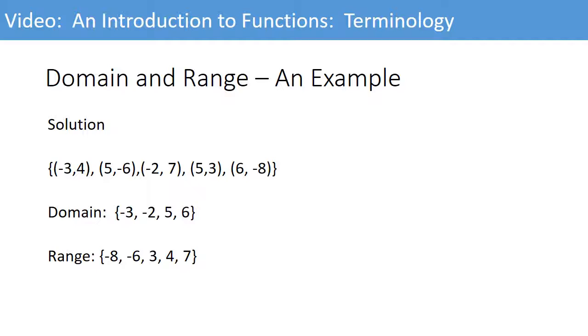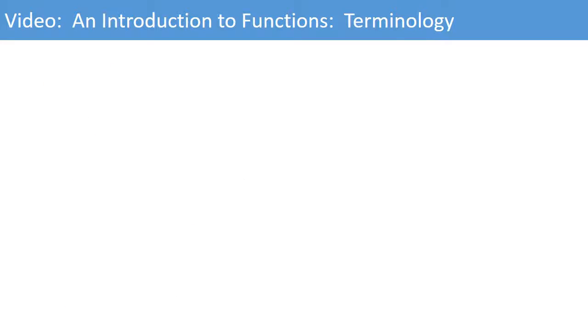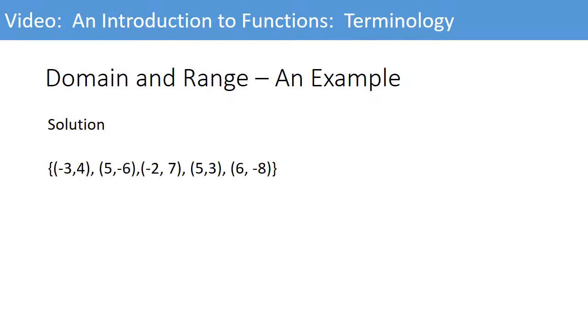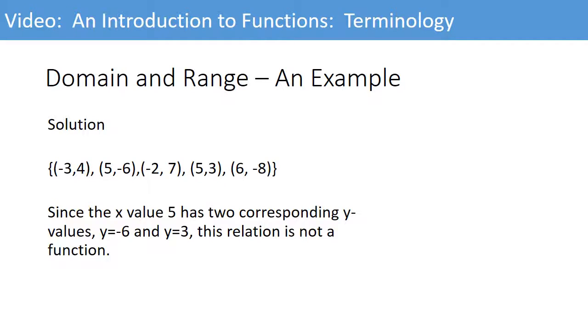For the analysis, is this a function? Now for the solution. Once again the set. Since the x value 5 has two corresponding y values, y equals -6 and y equals 3, this relation is not a function.